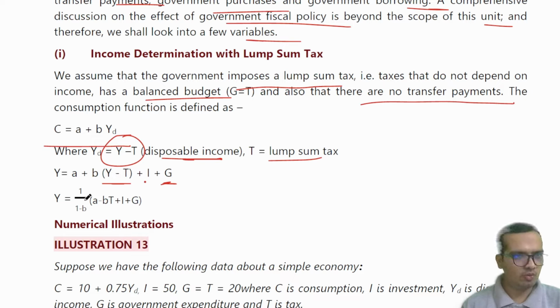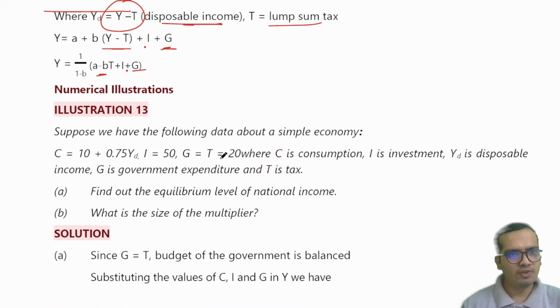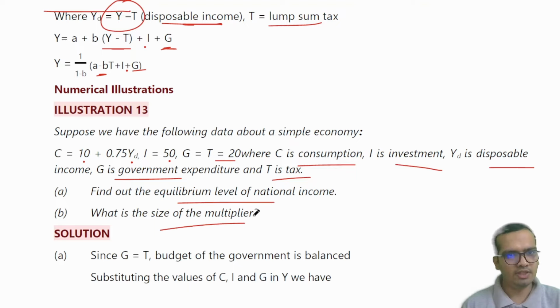So Y equals 1 divided by 1 minus B, multiplied by A minus BT plus I plus G. So it's a basic formula you can see in the above case. Suppose we have the following data about a simple economy: C equals 10 plus 0.75 YD, plus I plus G plus T, where C is consumption, I is investment, YD is disposable income, G is government expenditure, and T is tax. Find out the equilibrium level. What is the size of the multiplier?